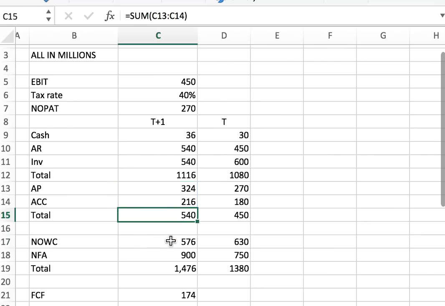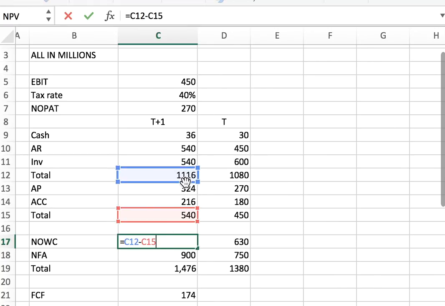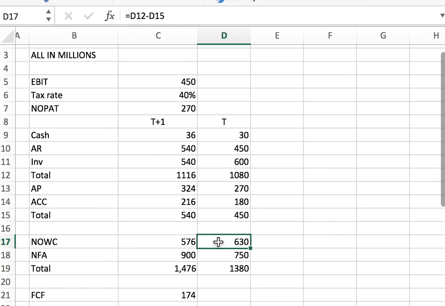And then, of course, our net operating working capital is the difference between the positive cash items and the accruals. What's left over is our net working capital. So you subtract C12 from C15. We get 576 in one column, 630 in the other.